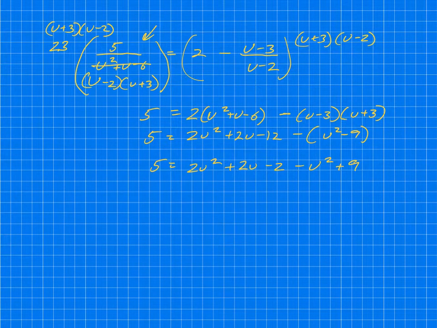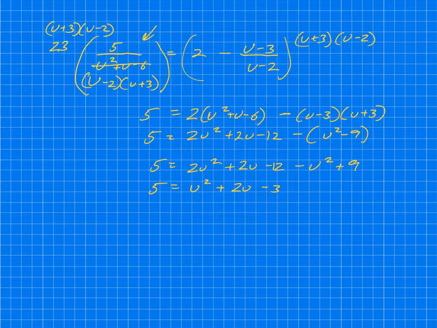Okay. Let's get everything together on the left-hand side. Let's go ahead and simplify things. Got 5 is equal to 2u squared minus u squared. Is this going to be a u squared plus 2? Where did you get the 2? Or is that supposed to be a 12? Minus 12, correct. And that's going to be minus, and so that ends up being minus 3 here.